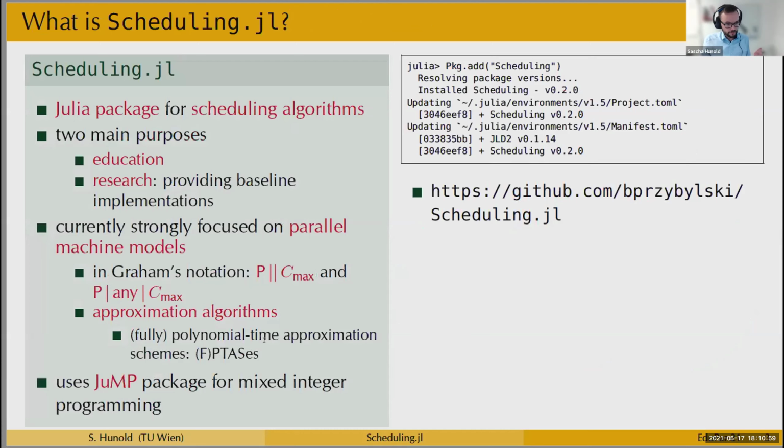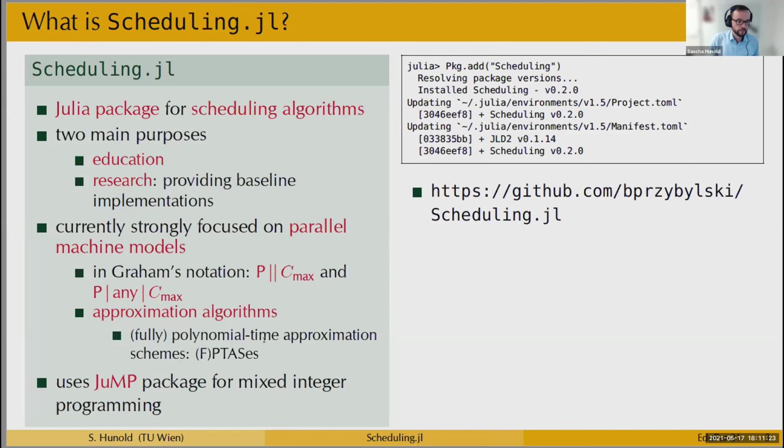For doing that, we've created a package called Scheduling.jl, which is a Julia package. That's why it's called JL. The main purpose is really education and research, but research is maybe only a second thing. It was actually done as an education project. I had compiled a few programs here and there, and then in the end we put all of them together and created that package.